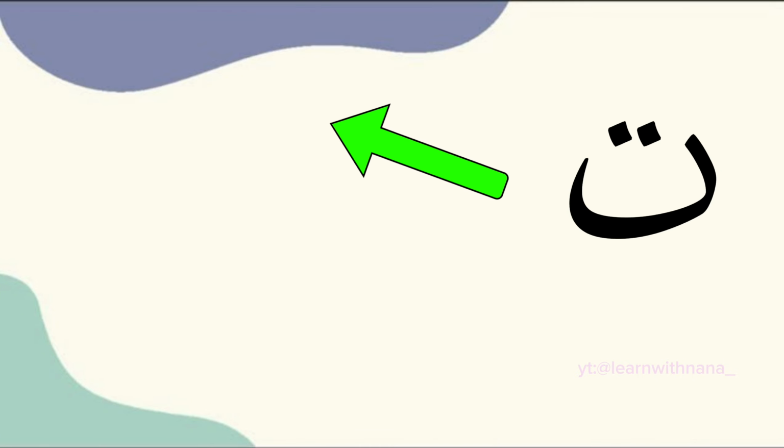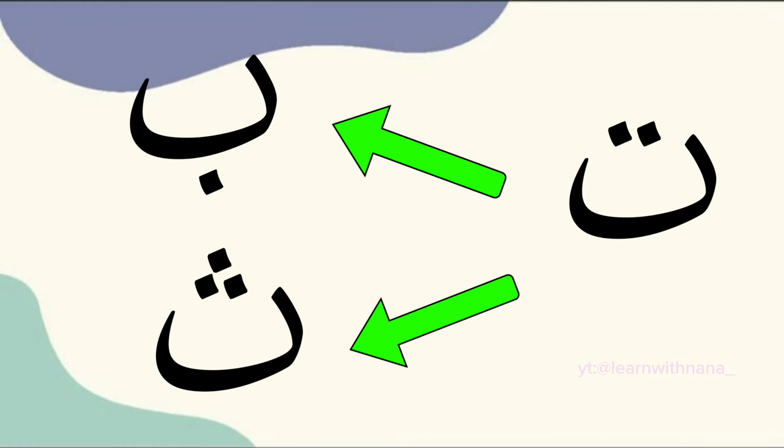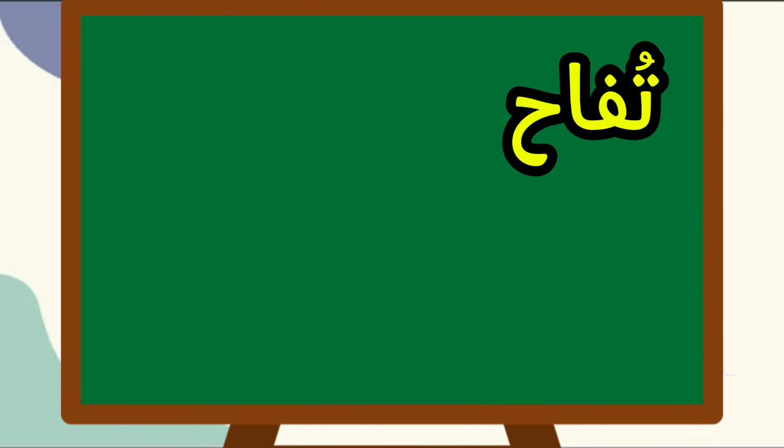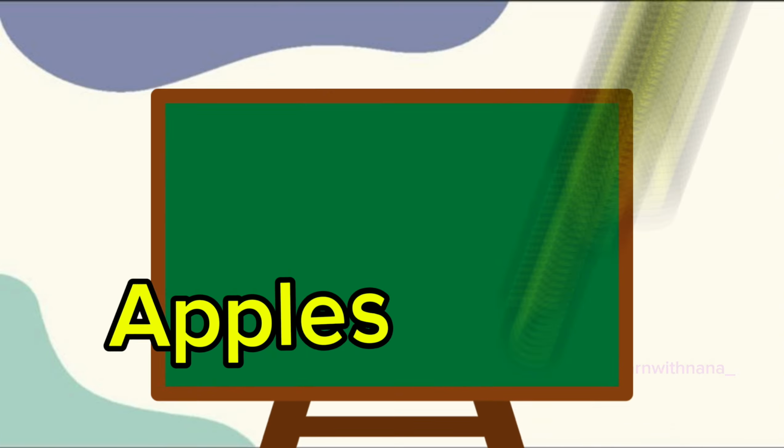First of all, the letter تاء is similar to the letter ba and also the letter تاء. So the first word we have today is تفاح. تفاح meaning apples in English.